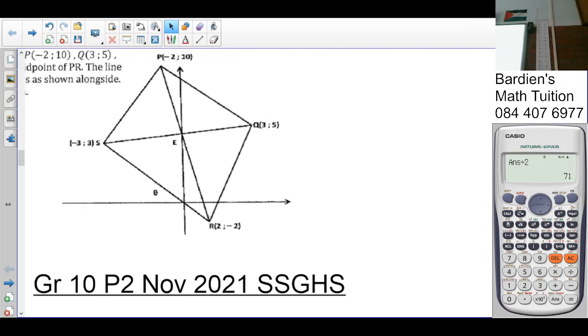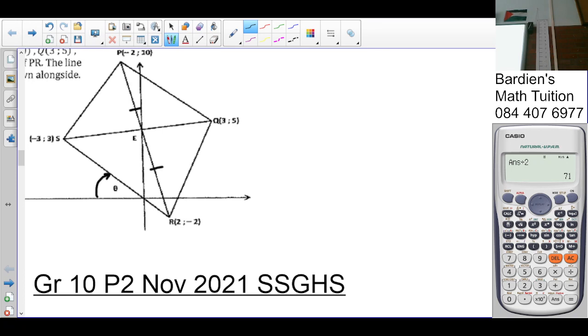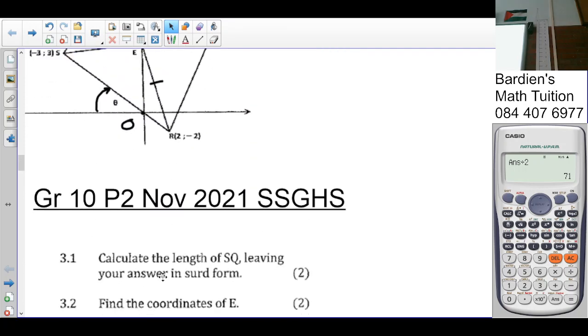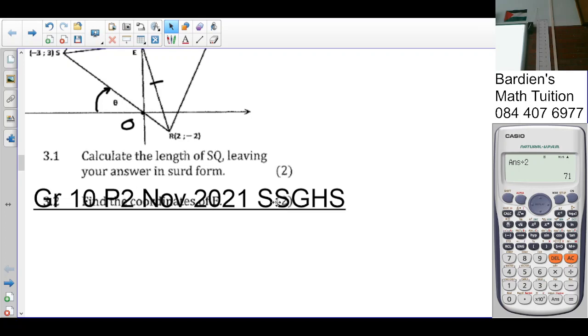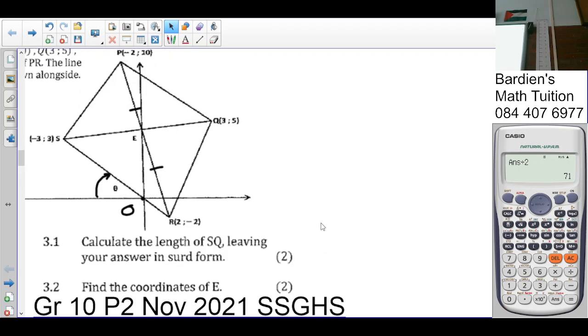Okay? So we know that these lengths are equal. That is your angle theta. And it's also going through the origin. Okay? That's all the information given. So let's look at the first question. First question says, calculate the length of SQ. Leave your answer in surd form.